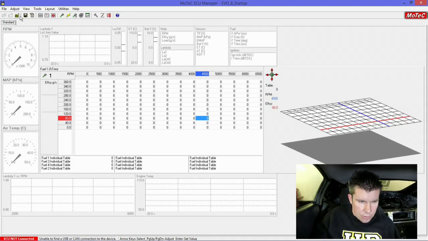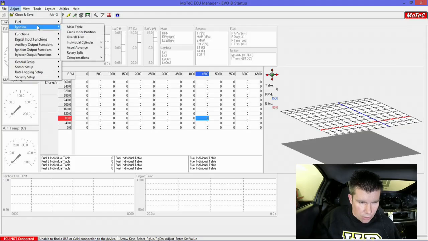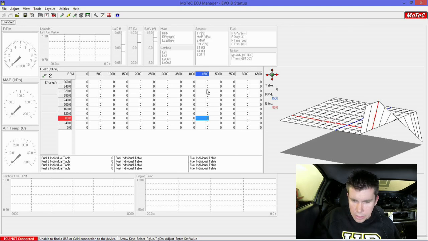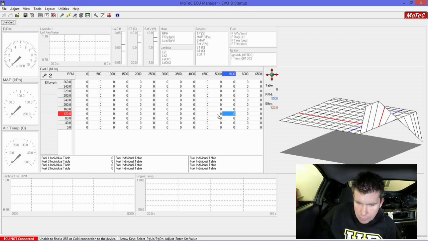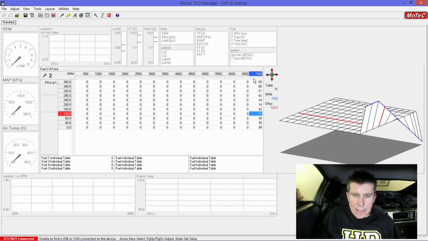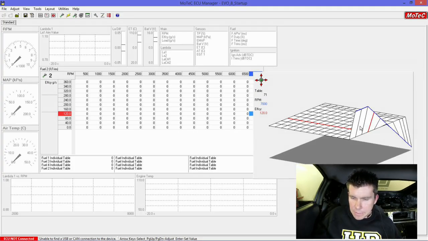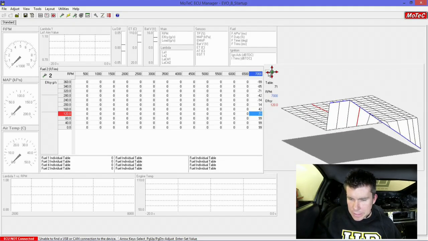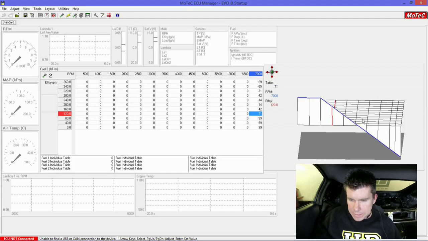If we have a look though at cylinder 2, this is what we had. I'll move across on the table so you can see. It looked like some sort of weird software glitch that came pre-programmed into this table, and you can see in the table what it looks like. We've got a big trim occurring right out at 7,000 RPM, which is where I had the problem.